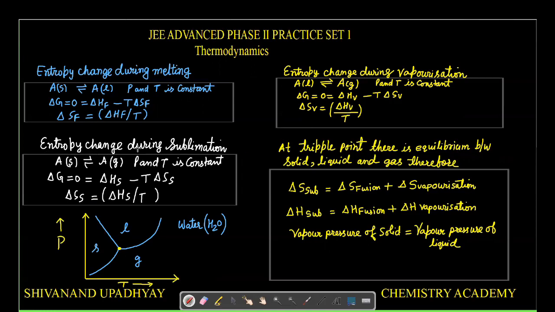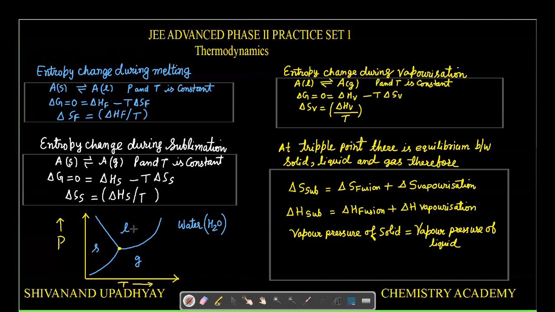And entropy change during sublimation, in the same way: this is the sublimation graph, right? So here is solid to gas conversion. On this graph, there is an equilibrium between solid and gas, so we can say delta G is equal to 0. And from there, we can say that entropy change on sublimation is equal to enthalpy change on sublimation divided by the sublimation temperature.